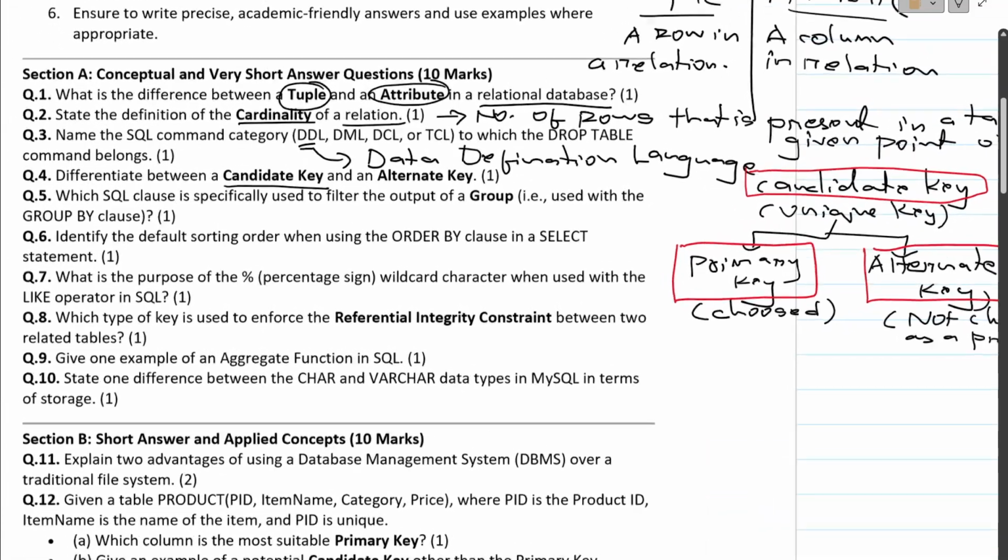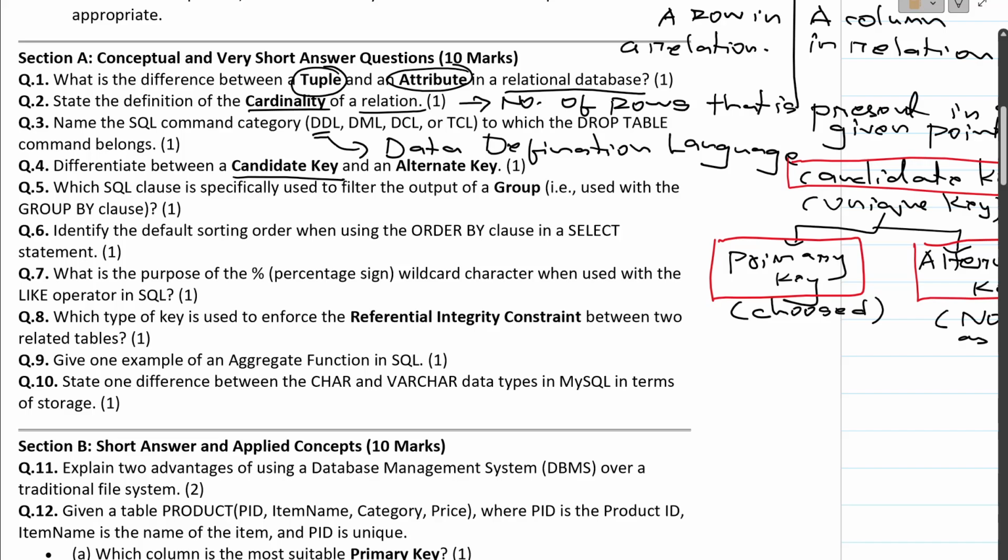Okay, now what's number 5? Which SQL clause is specifically used to filter the output of a group that is used with the group by clause? What's the answer? Remember this, this is a frequently asked question. To filter the output means having clause. And this is used with group by clause every time. Do remember, this was a one word answer kind of question.